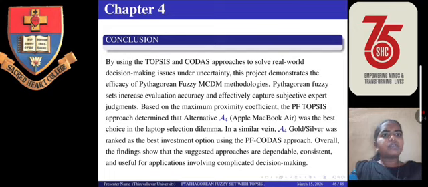The PF TOPSIS approach designated alternative A4, MacBook Air, as the best choice in the laptop selection. In a similar way, A4, gold silver, was ranked as the best investment using the PF CODAS approach. Overall, the findings show that the suggested approaches are dependable, consistent, and useful for applications involving complicated decision matrices.